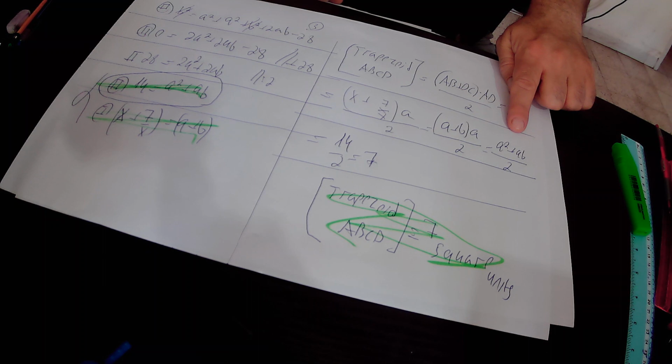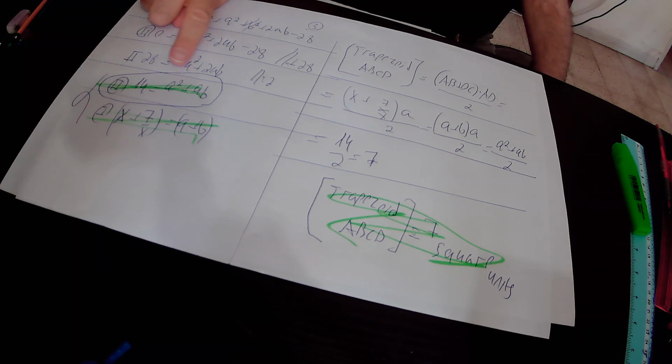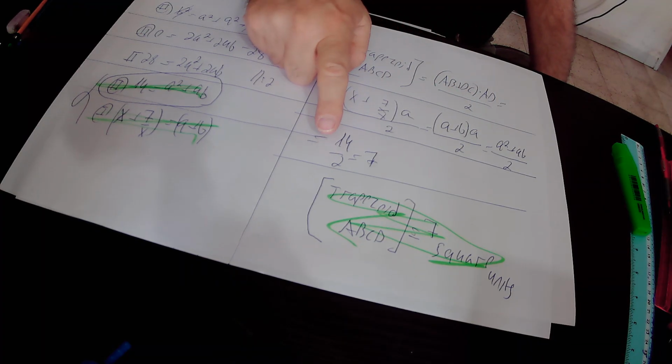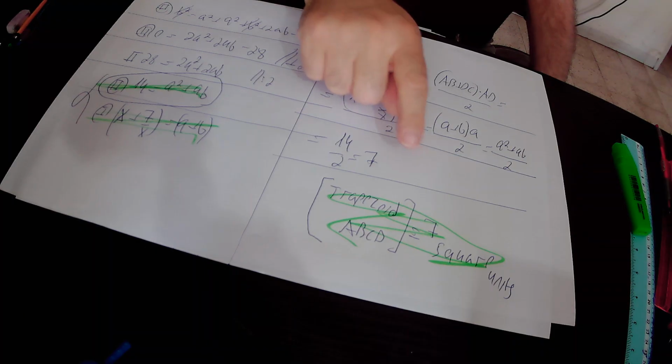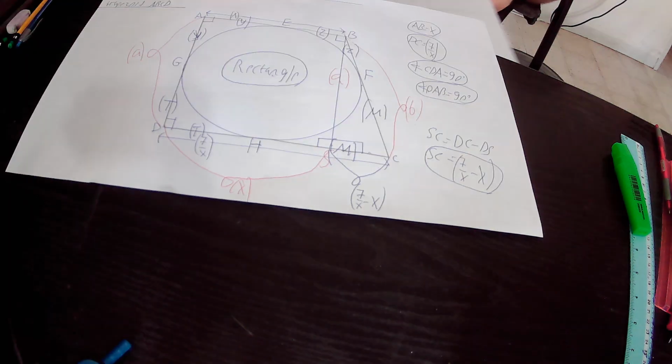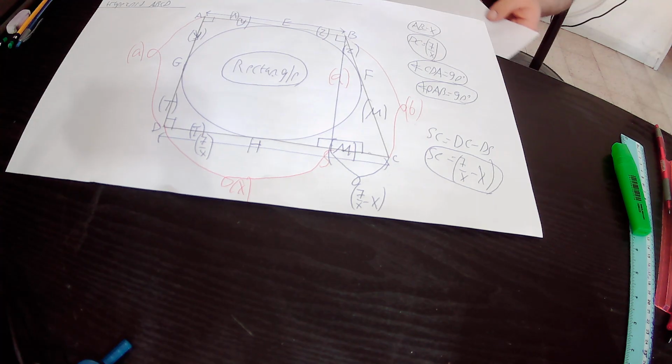But according to equation 2, a squared plus ab equals 14. Therefore we can substitute a squared plus ab by 14. So this expression in total equals 14 over 2. 14 over 2 is 7. So we found out that the area of trapezoid ABCD equals 7 square units. I repeat again, the area of this trapezoid ABCD equals 7 square units. Okay, so we finish with the first question. Next, I will present to you the second question.